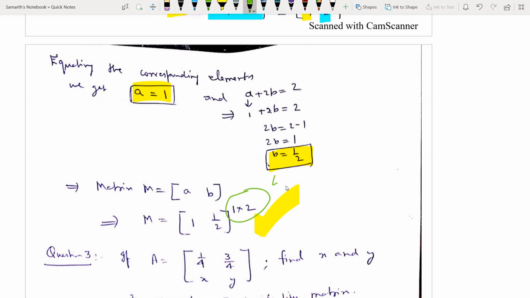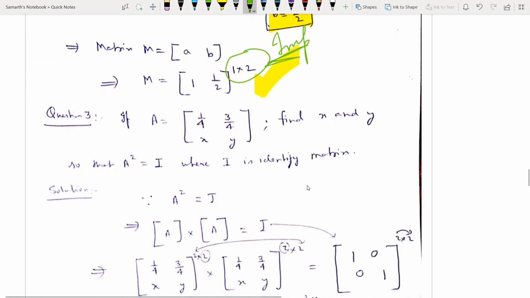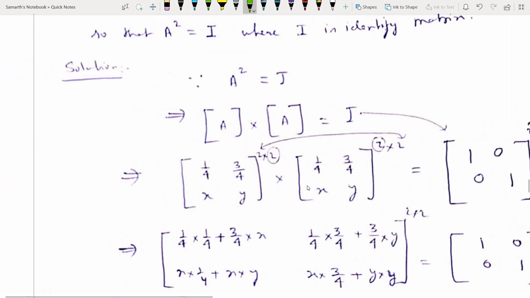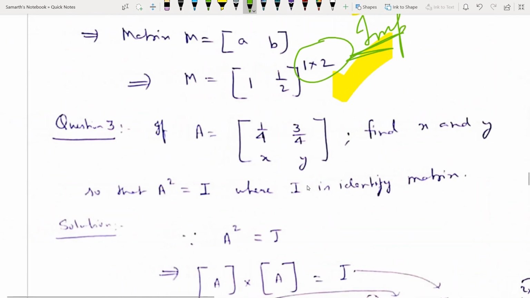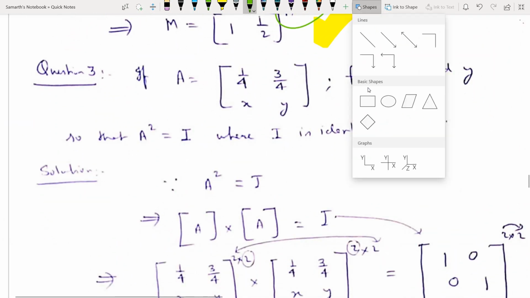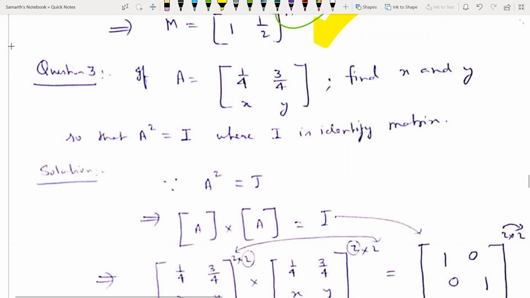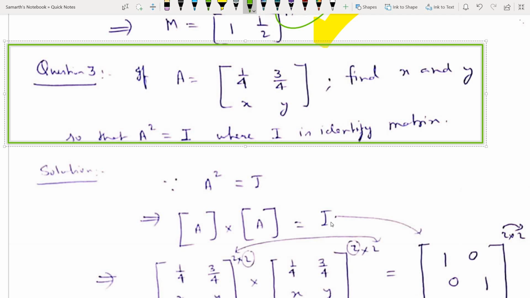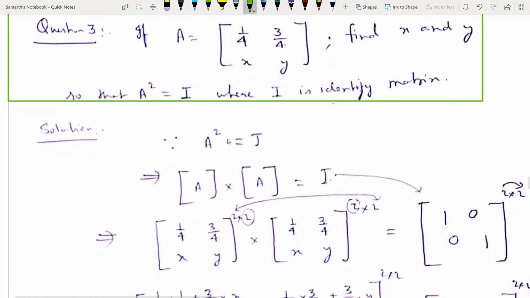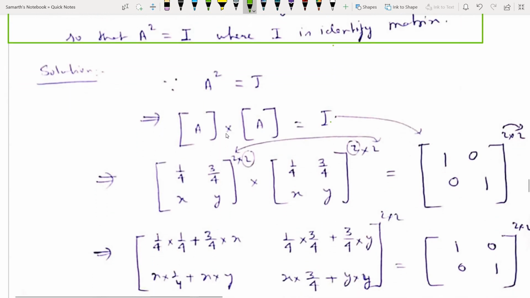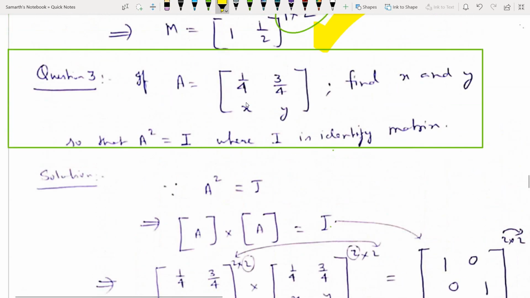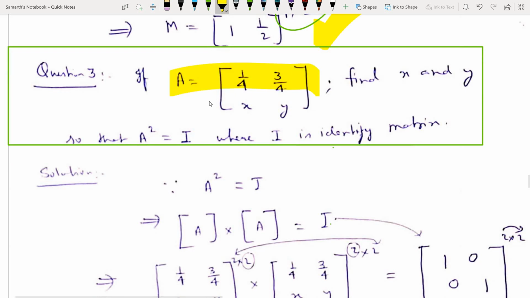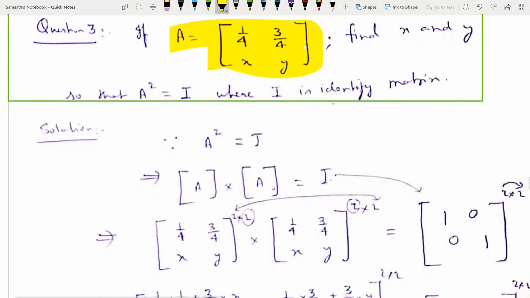Now let us discuss one more case I have taken. If matrix A is 1 upon 4, 3 by 4, X and Y, find X and Y if A square is equal to I, where I is the identity matrix. I told you A square means the product of A into A. I have written the form of matrices: in the rectangular bracket, matrix A multiplied by matrix A is equal to I.